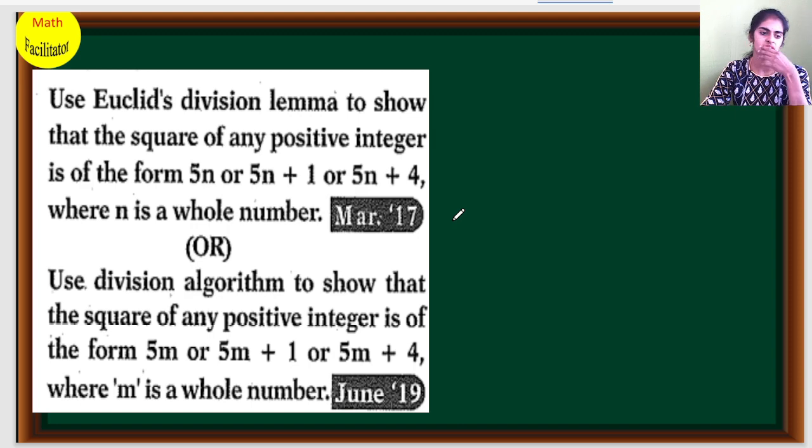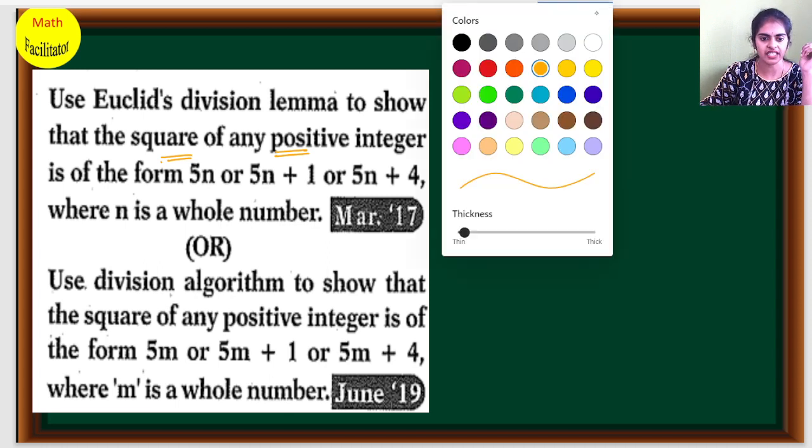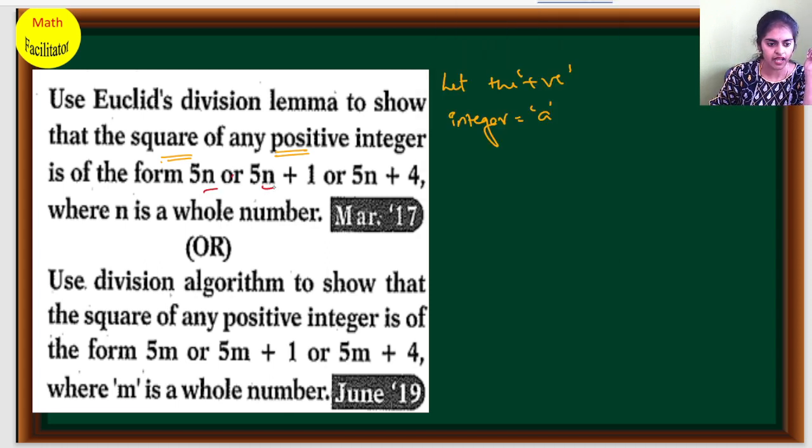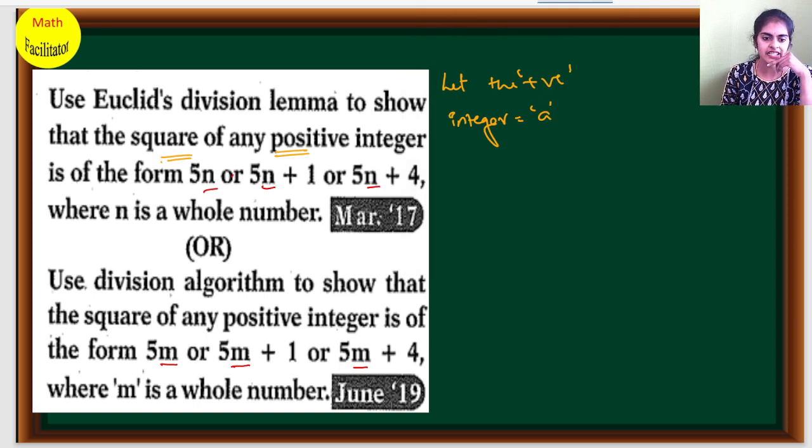Now have a look at this question. Use Euclid's division lemma to show that square of any positive integer is of this form. So now here I'll not give you the complete explanation. I want you all to try this question. So using Euclid's division lemma, you have to prove that square of any positive integer. So firstly, you will take let the positive integer, okay, similar to the previous questions. Let the positive integer, you will take it as a. Okay, the same question they have given here as 5n plus 1, 5n plus 4. Here they are giving 5m plus 1, 5m plus 4. It is actually the same question. Did you understand?